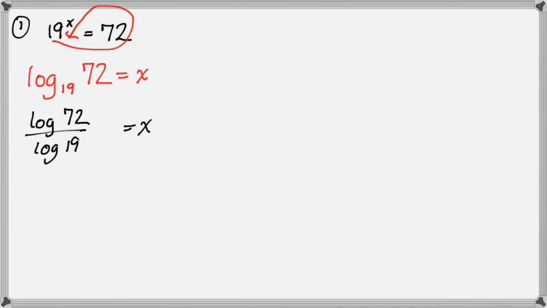Type this in your calculator, and remember you can do these in just your basic cell phone calculator. And when you type those in, you come up with approximately 1.4525. And we're going to round to the nearest 10,000th on all of these today.